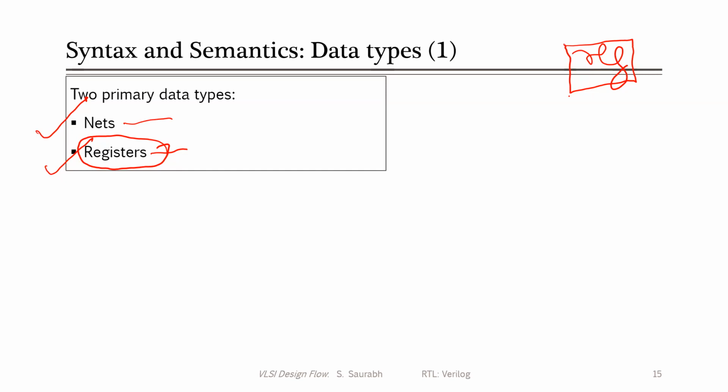So for that, a data type is required which can hold the value over that period of time. Suppose you are not writing a test bench, but modeling a design. For example, if you are modeling a half adder using procedural, behavioral level modeling, then this data type is required, because in behavioral level modeling, this register can be used.